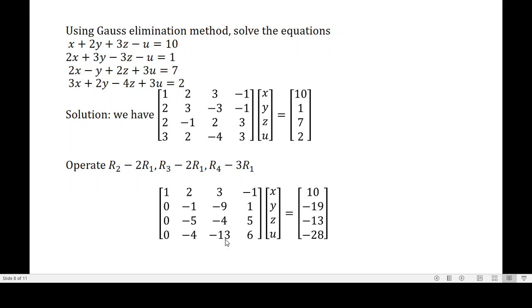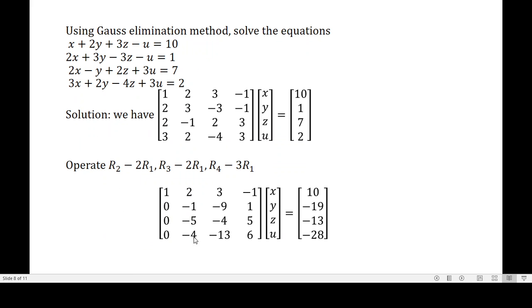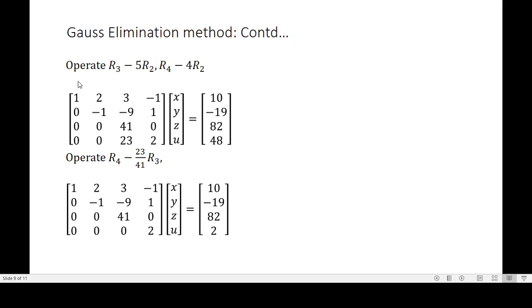Then minus 13 plus 36, isn't it? Yeah, minus 13. R4 minus 4R2, once again. R4 is minus 13. This is multiplied by 4. So minus 13 plus 9 into 4. That is 36. So minus 13 plus 36. Yes, that is equal to 23.